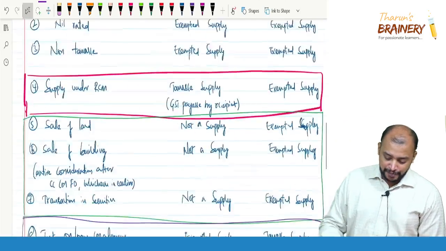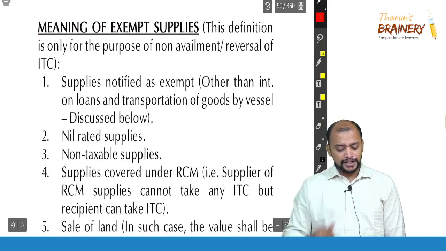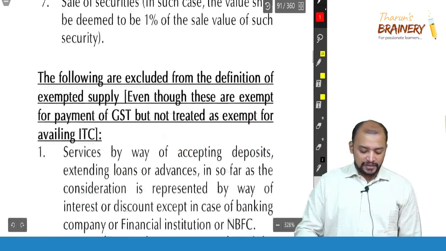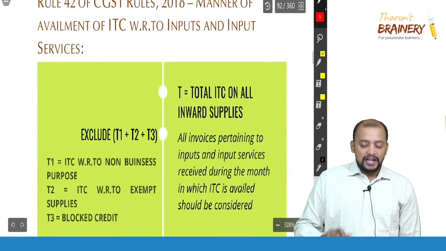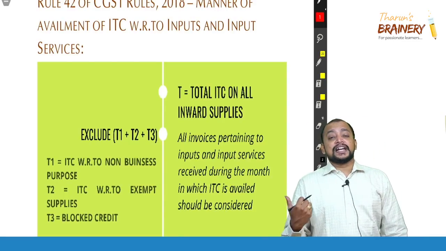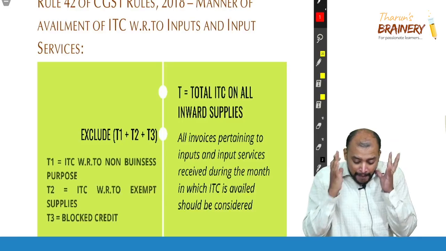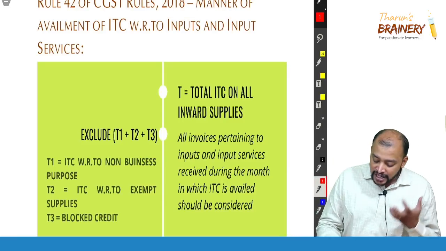So this is with respect to the meaning of exempted supplies. That's what I have given here. What is the meaning of exempted supplies? Next. Now, why is the meaning of exempted supply very, very important? Because when we take the proportionate credit, there is a manner in which we take it. We should have clarity with respect to it.